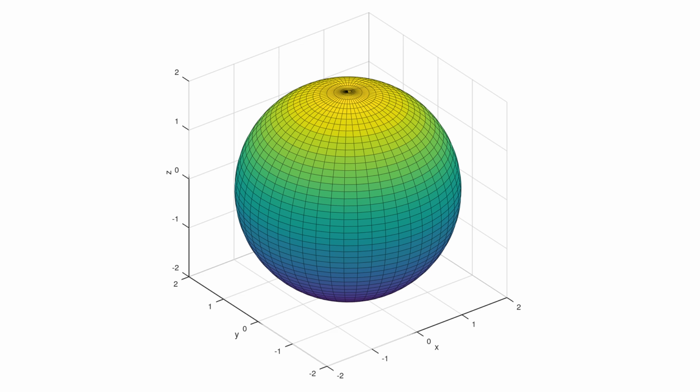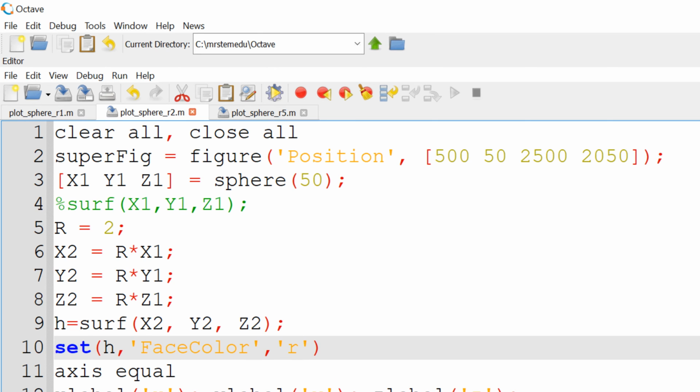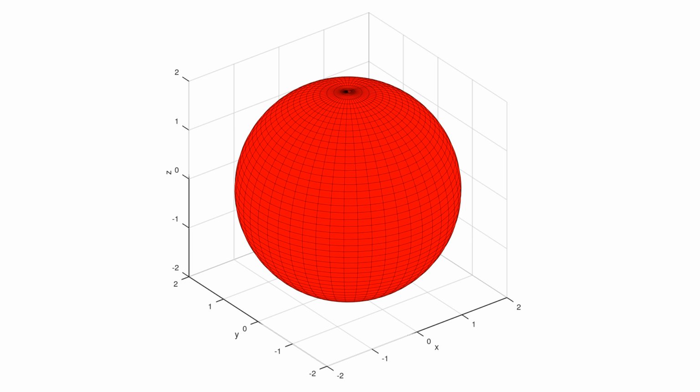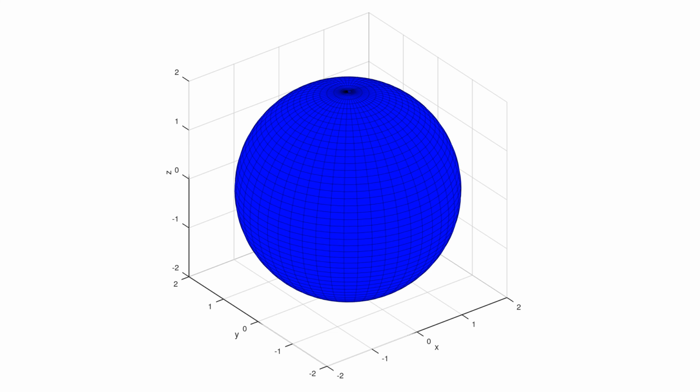The question comes, how to change the color of the sphere? You need to create a figure handle, h, from the surf function. Then you can use the set function on the created figure handle, h, followed by FaceColor red. You can also use b for blue. You can also use several different colors, for example, m for magenta, g for green, k for black. You can find the color map in the description down below.